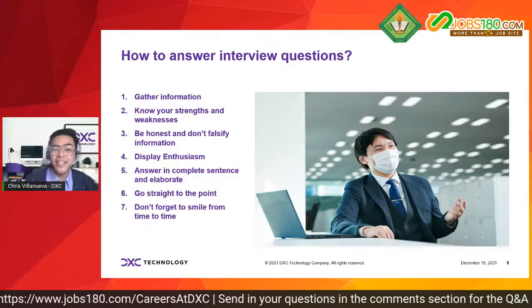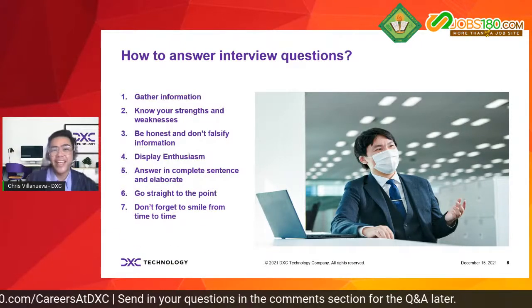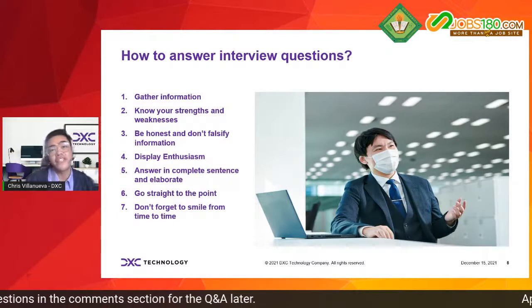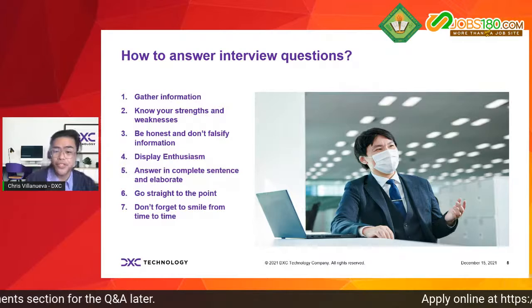Then seventh is don't forget to smile from time to time, right? It lightens up the mood, making it less serious and more of a conversation rather than a question and answer portion.